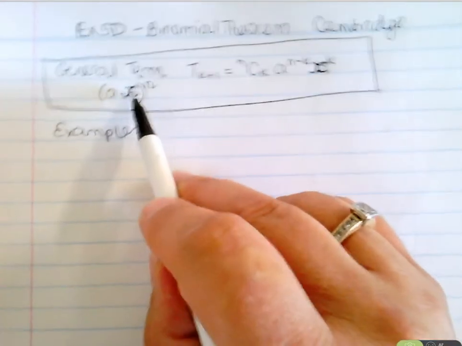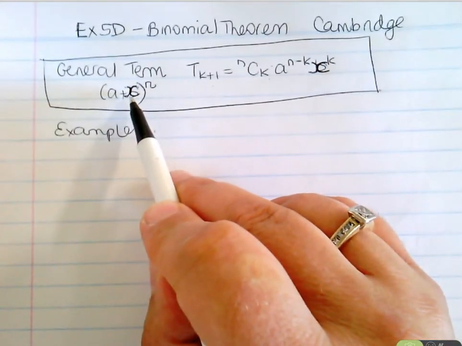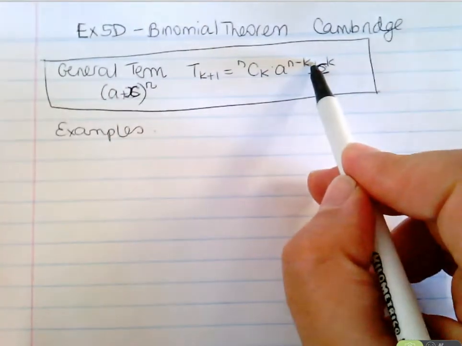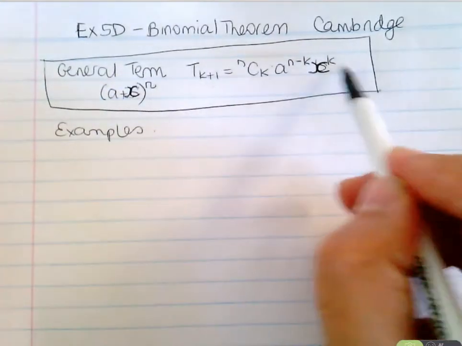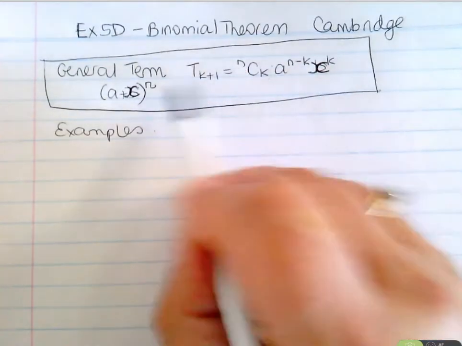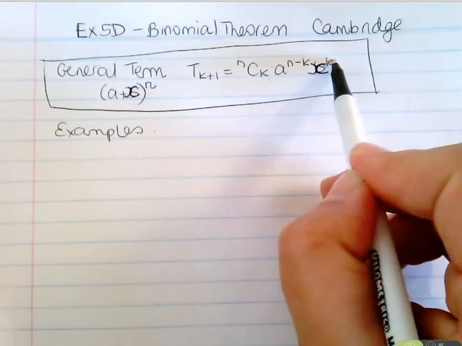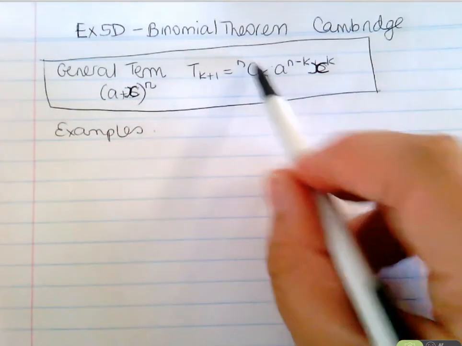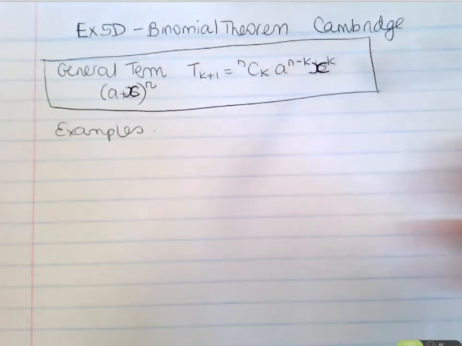The main thing is that the second term, x, is to the power k and the first one is to the power n minus k. The second term's power is the same as the k in nCk. You don't want to get it the other way round. Do you know what I'm saying? So nCk, a to the n minus k, x to the k.